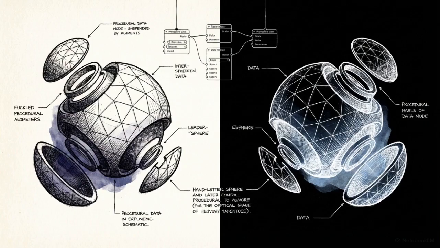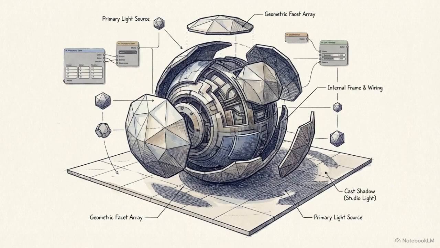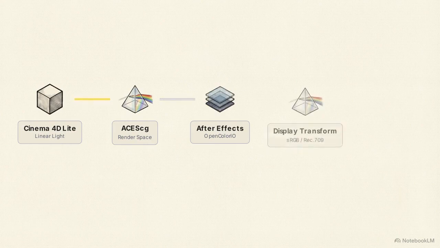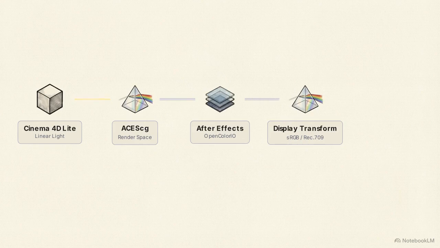This workflow creates a color space paradox. If you composite linear light data while the project remains in standard sRGB, the result renders washed out and mathematically incorrect. This flowchart maps the linear light pipeline. First, the Cinema 4D light render space is locked to ACES-CG for accurate physical light falloff. In After Effects, the color engine uses OpenColorIO with a strict display transform to ensure accurate monitor output.